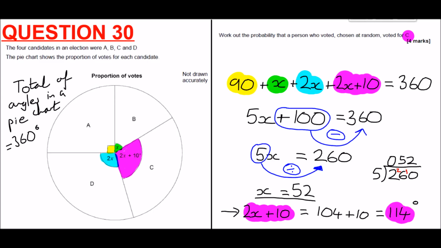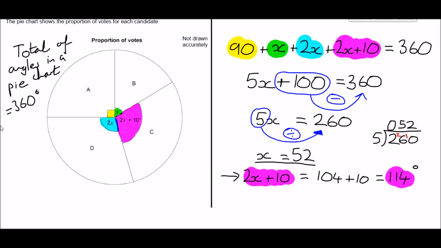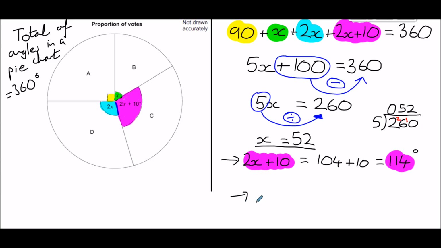But we want to state the probability that a person who voted, if they're chosen at random, voted for C. Now, with a pie chart, the proportion of votes will reflect exactly the probability of that particular person being chosen. So the proportion of people that voted for C was 114 degrees out of a total of 360. And that's all we need to do.